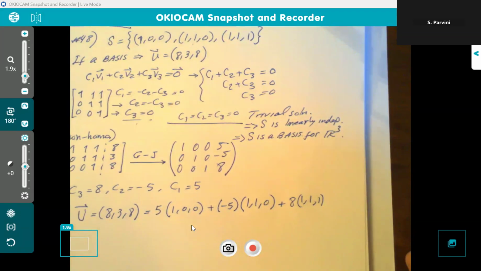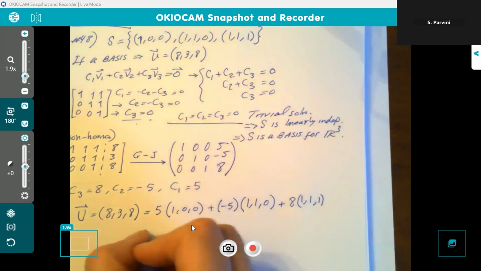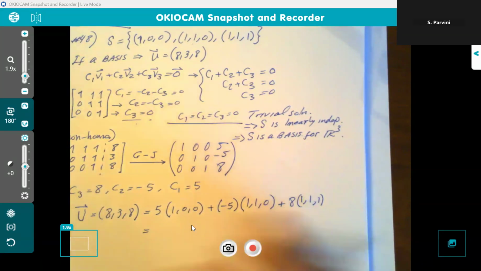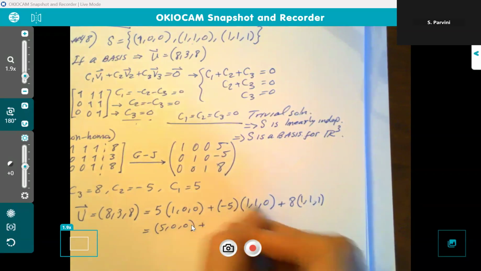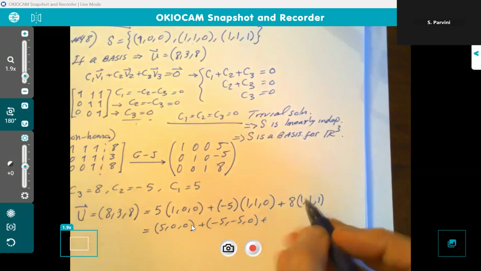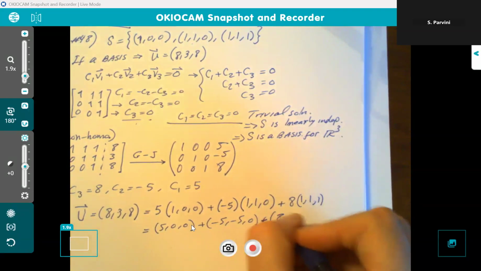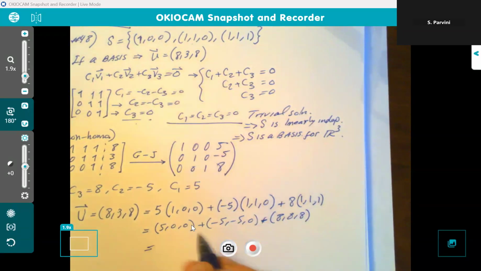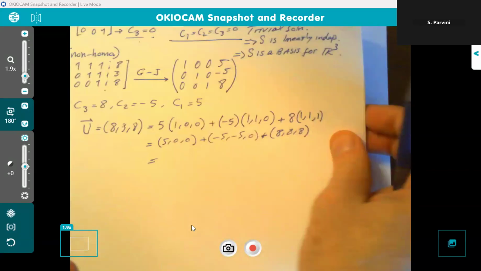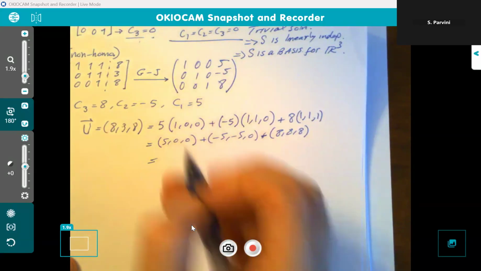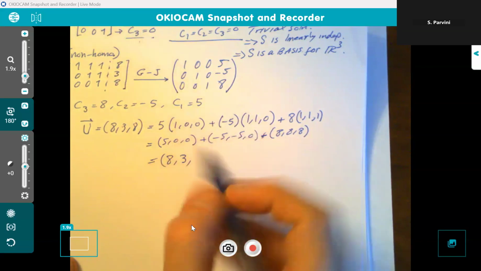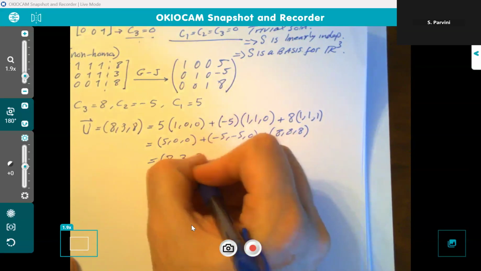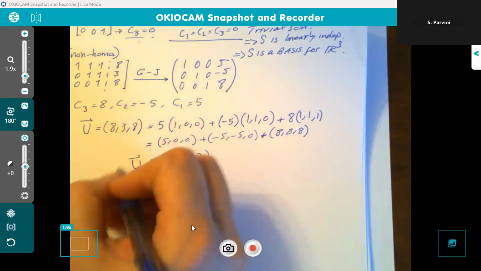And there you have it. That's the linear combination, and we can verify it works. Just real quick, and this is all the question asks for: write it as a linear combination. And to verify, you get 5, 0, 0, plus -5, -5, 0, plus, distributing, 8 times 1, 1, 1 is 8, 8, 8. And when we add vectors, we add like components, right? So 5 minus 5 plus 8 is 8. 0 plus -5 plus 8 is 3. And 0, 0, 8 is 8. And indeed, that's what u is.